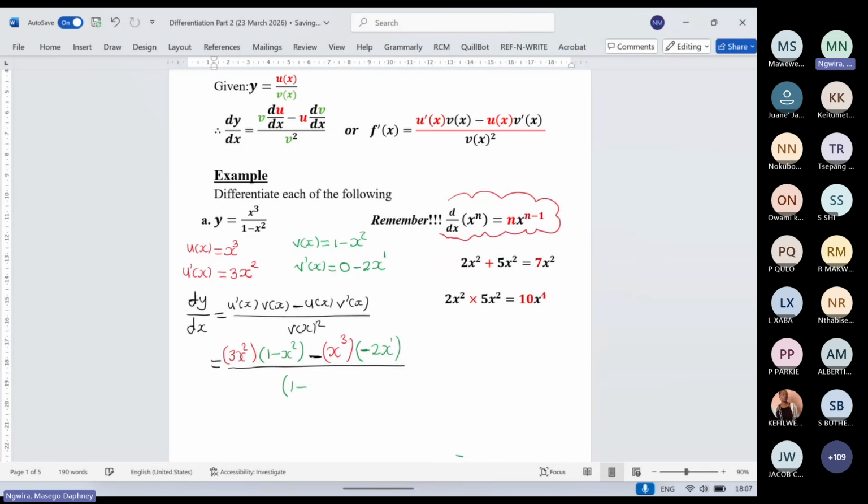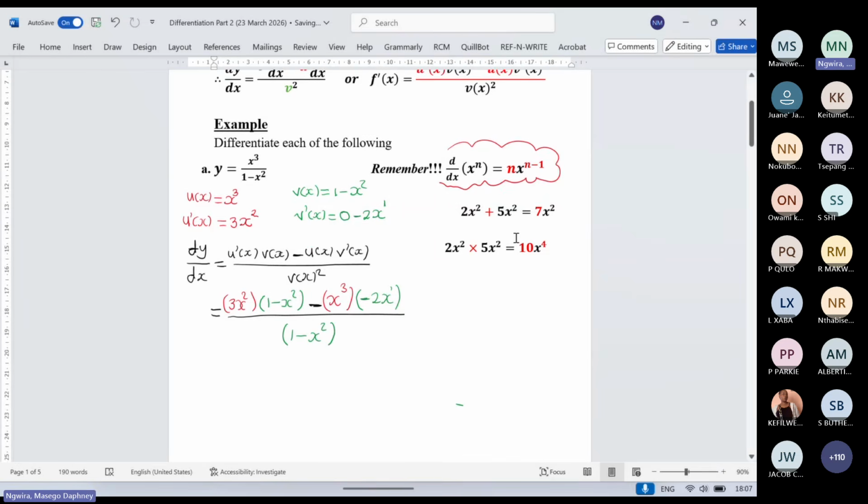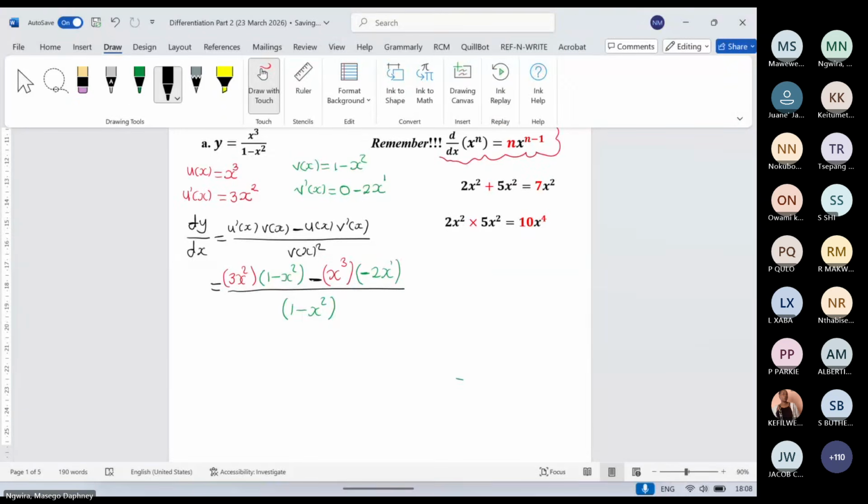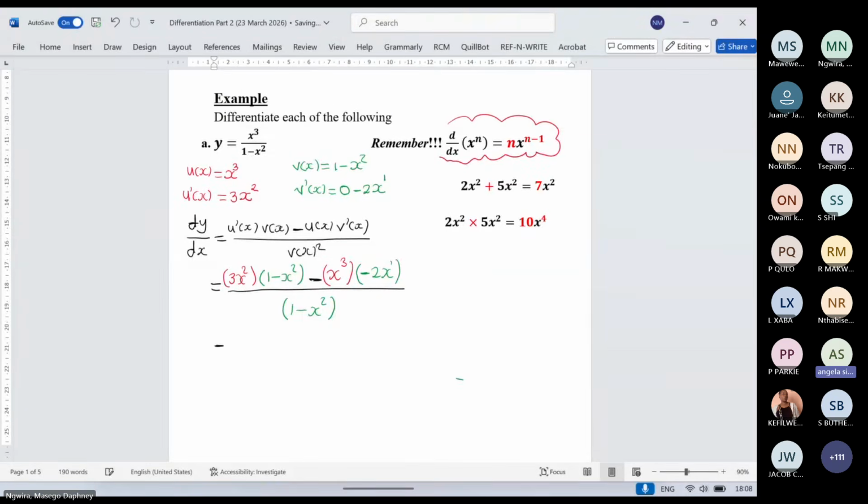1 minus x squared. Can I finish first? And then you'll ask, unless you're correcting me. I was asking about the open brackets, minus 2x to the power of 1. Is it important that we write to the power of 1? If you don't write it, will we lose a mark? No, it's still fine. You're not going to lose a mark.